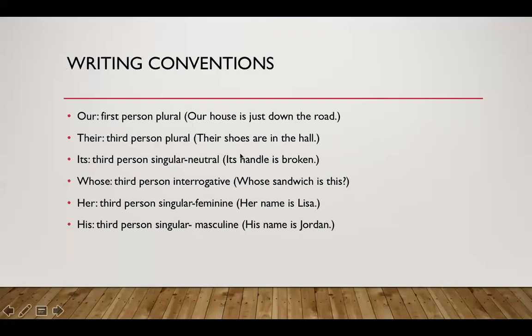Our is just down the road, or ours is just down the road. Well, your what is just down the road? You have to have the word house there, otherwise it's unclear what you're talking about. Theirs are in the hall. Their what is in the hall? Their shoes are in the hall. Their pants are in the hall. Their coats are in the hall. What's in the hall? You need to have that second word in order to have this make sense.